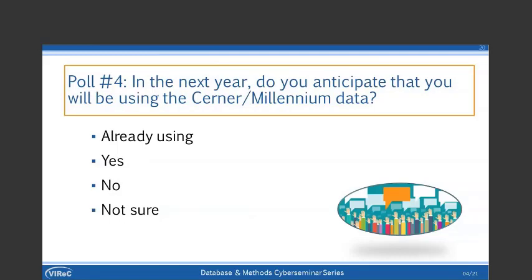And then for the last poll question, in the next year, do you anticipate that you'll be using the Cerner or Millennium data? So the responses are already using, yes, you will be using, no, you will not be, or you are not sure. And that poll is open. Our answers are coming in. We'll just have to let that run for a few seconds before I close it out and share the results to you. Okay, so things seem to slow down quite a bit, so I'm going to close that poll and share the results. We have 2% said A, 22% said B, 8% said C, and 30% said D. All right, thank you very much.